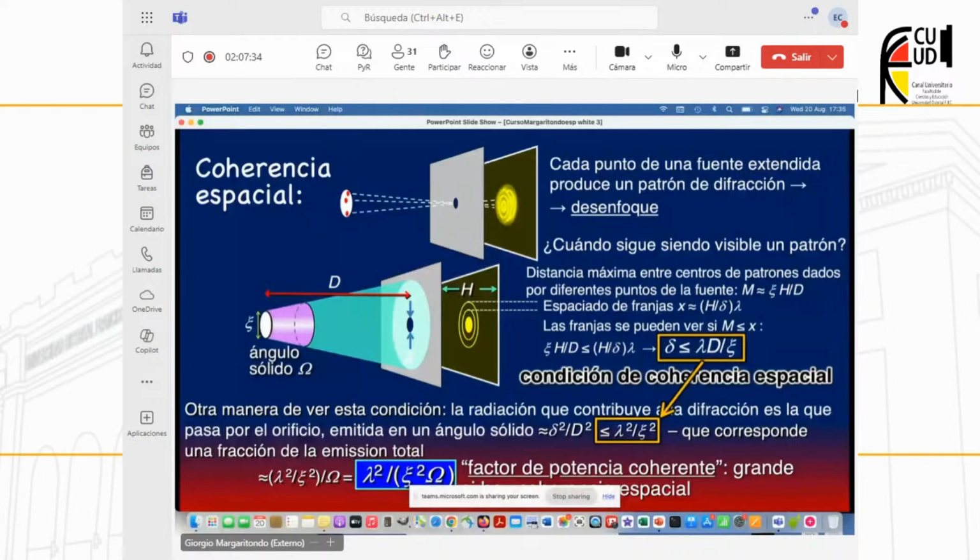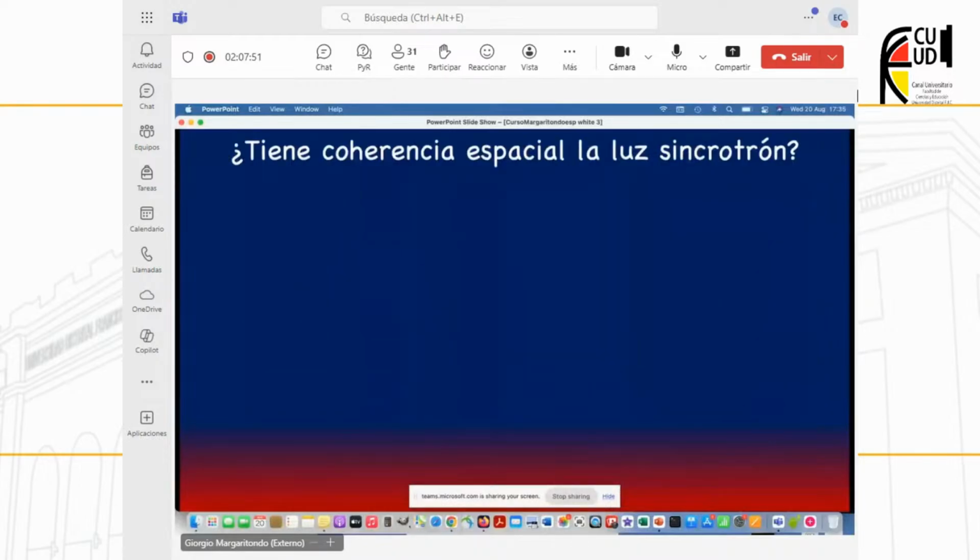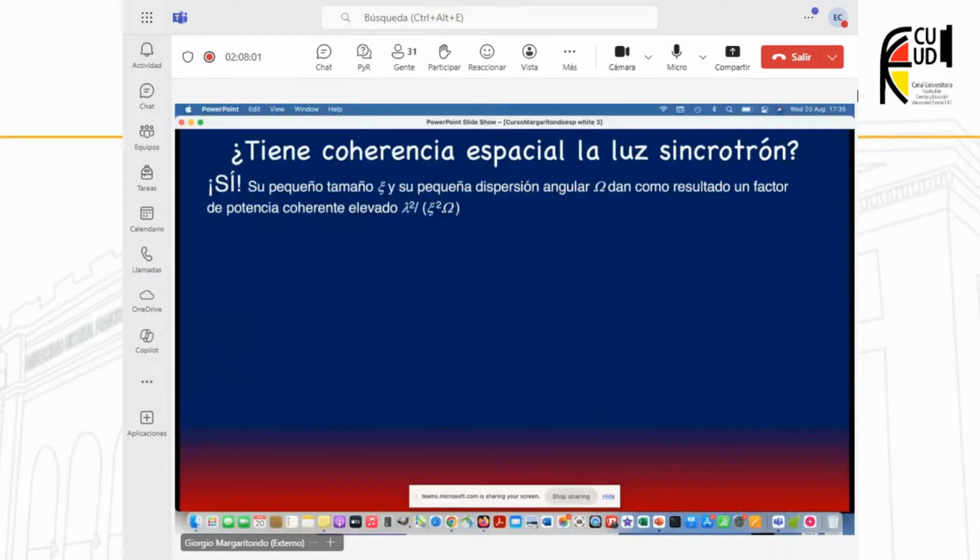And now we are ready to leave general optics and go into X-ray optics. The million-dollar question, of course, is whether the sources of synchrotron radiation give coherence. Let me start from the spatial coherence. The answer is yes, yes, yes.